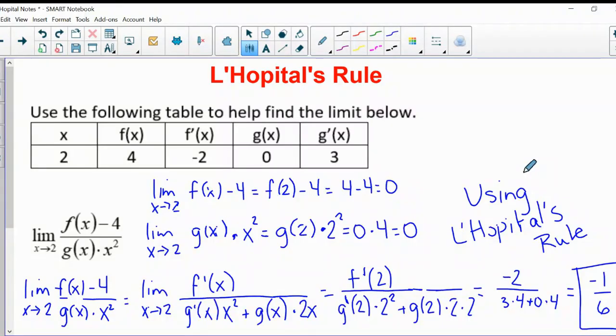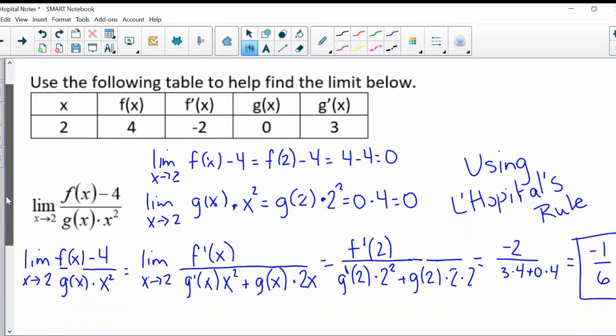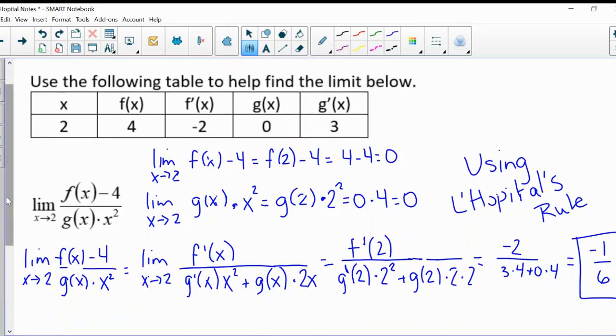Last two examples, we'll start the same way, finding the limit of the numerator separate from the limit of the denominator. We see that with the table, it is 0 over 0. So I'll state that I'm using L'Hopital's rule, and then find the derivative. So the derivative of f of x minus 4 is f prime of x. In the denominator, we have to use product rule. So I would do derivative of first times the second plus first times derivative of second. And then I'm going to show that I'm substituting 2 in for x.